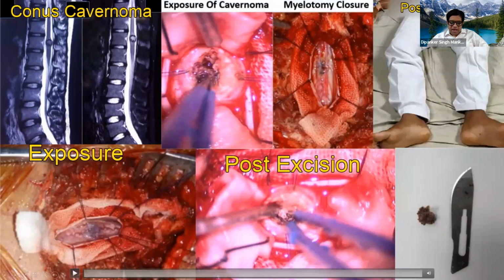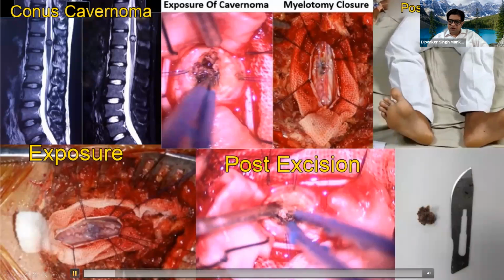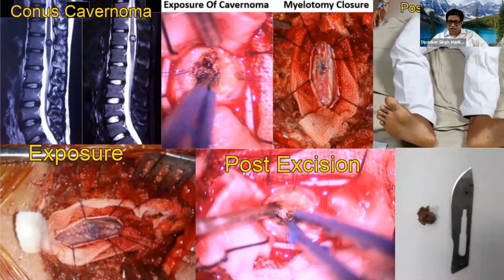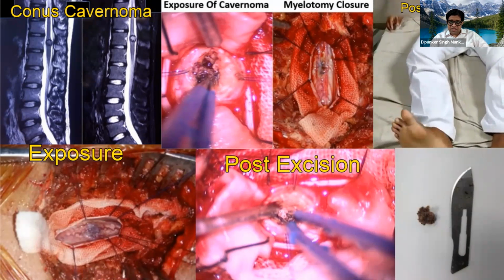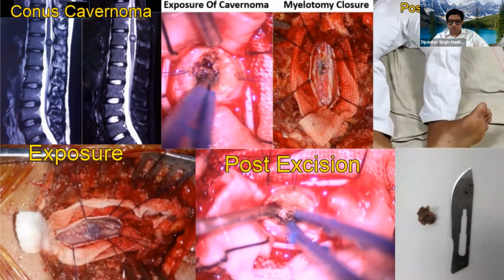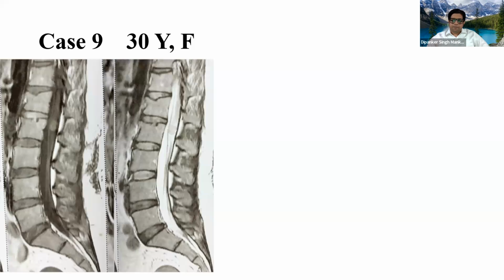midline myelotomy. And the patient I am showing, he did not have any additional deficits. He had a good outcome, and the whole of the cavernoma was removed. This was a unique case, a 12-year-old male patient presenting with a conus cavernoma.